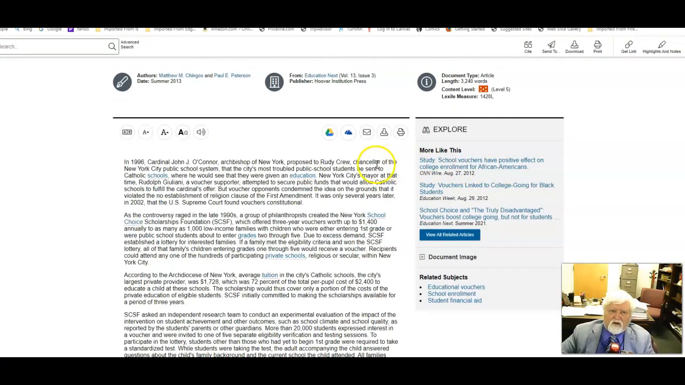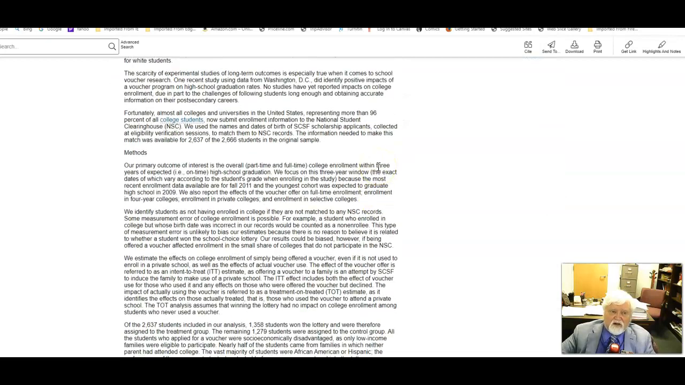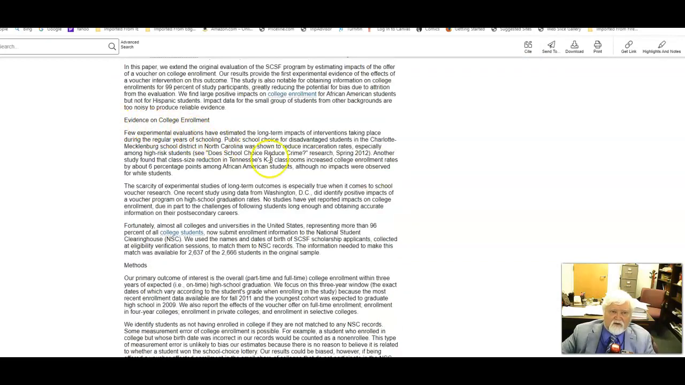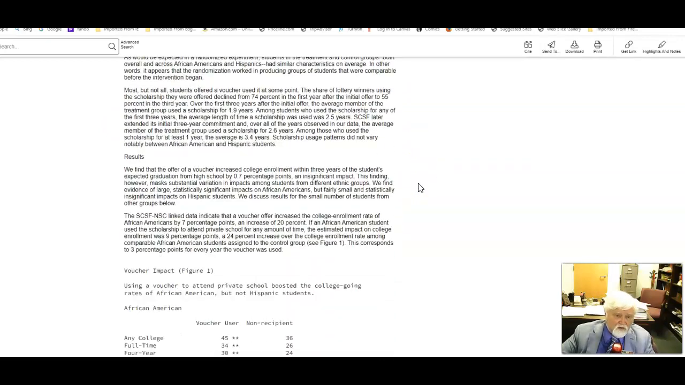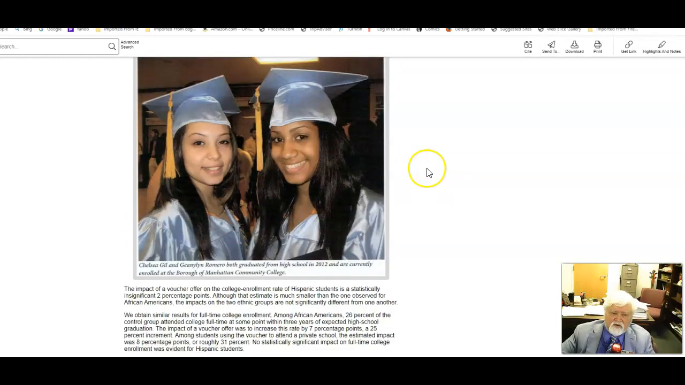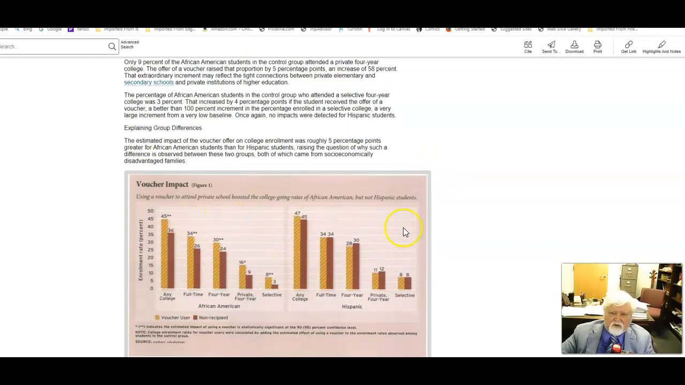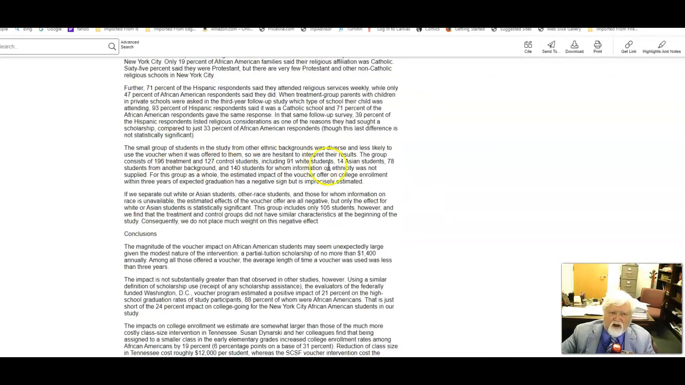This is a little longer article, about 3,000 words, but offers some good details and comments about evidence about the college enrollments and how school vouchers actually impact colleges. Here are statistics, voucher impact. So there's your details, and here's a little graph that they include that you can read, and here's where the graph is explained.